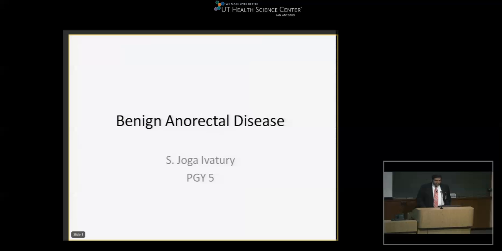So you can see here that the fistula tract is identified and curetted. Then a flap is created. The internal opening here is closed. This area is removed, and the flap is advanced.